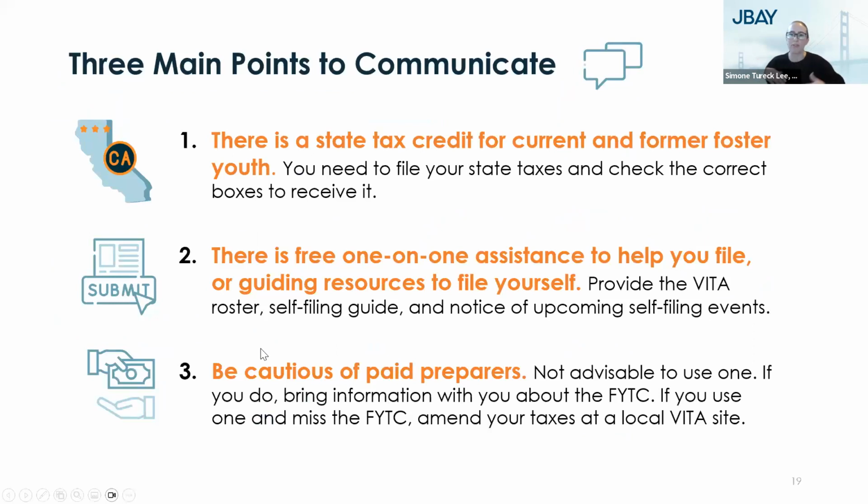We know it's file and there's a tax credit, but what are some of the nuances here? What are the really critical messages to get across? The first message is that there's a tax credit waiting for you specifically, for current and former foster youth. You need to file your state taxes to get it. You can't just file federal and expect it to come. You've got to file federal and state, and you've got to check some boxes on that state tax return. So that's message number one.